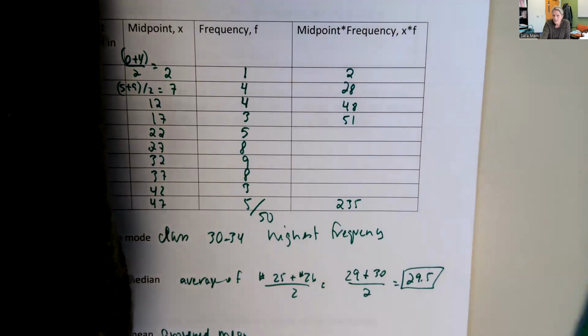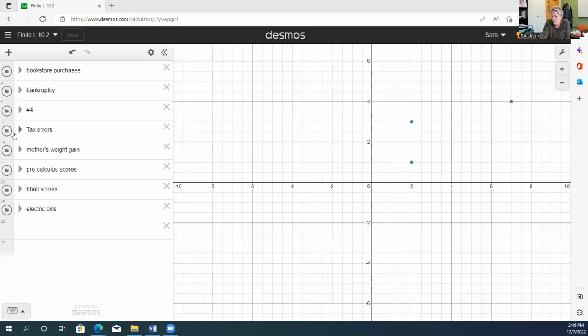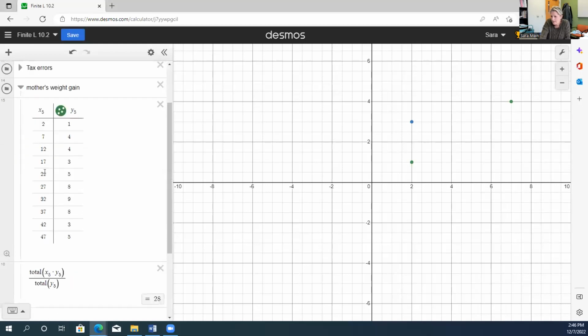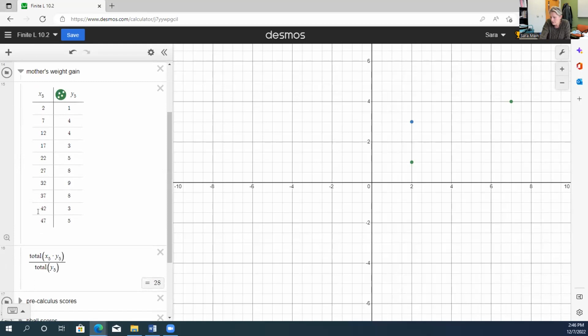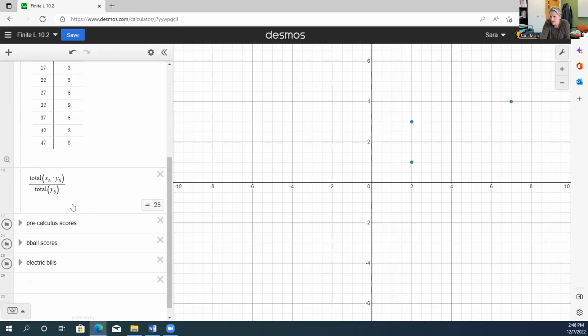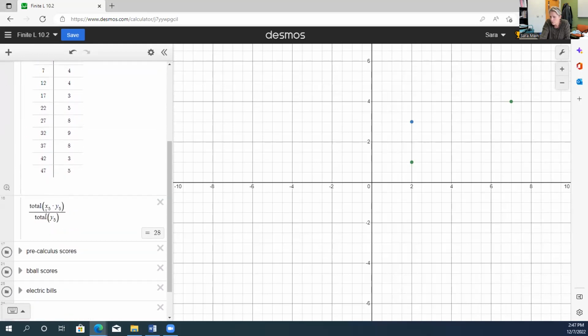And here we are, and we're going to open up the mother's weight gain. And there it is. I put the midpoints in my X column and the frequencies in my Y column. The X column are the weights gained by the mother, the midpoints of those, and then our frequencies are in Y. We're going to do the total of the product of X and Y divided by the total in Y, which is our number of mothers. So we end up getting a mean of 28.